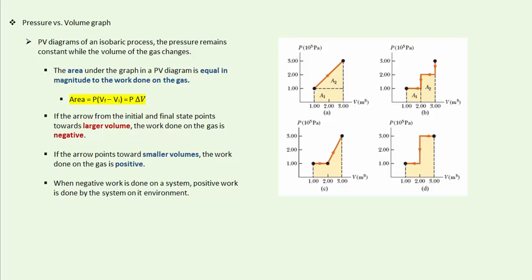So if we look at each individual graph, we can see, without even looking at the area underneath the graph, that our first graph will have negative work done on the gas, we'll have a positive work done on the gas in graph B, and in graph C we see we'll have a negative work done on the gas since its volume is expanding, and a positive work done on the gas in graph D since our arrows point towards a smaller volume.